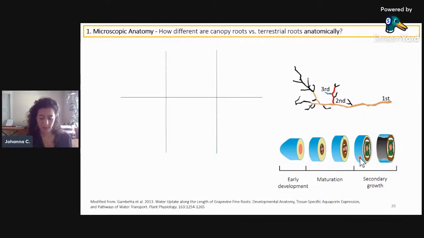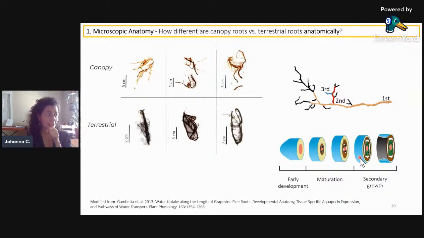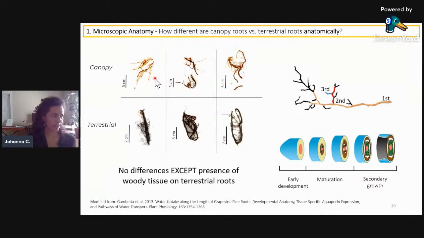The first results that we have were only visual observations of the canopy roots and the terrestrial roots. We didn't see a very big difference between them, except that terrestrial roots are more woody, have secondary growth, and have woody tissue in the main roots. Besides that, most of them look very similar. We expect this woody tissue is only because of the age of the roots. Probably underground roots were older than the canopy roots. That also makes more sense. But besides that, we didn't see any big difference between them.